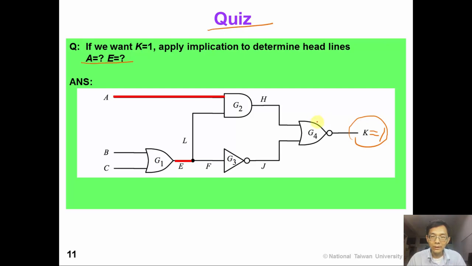Okay. Are you finished? Now, we can see that if K is 1, then both H and J should be 0. And F should be 1, and E should be 1. And now we know that A should be 0. So the answer is A equals 0, E equals 1, by forward and backward implication. Have you got it correctly?